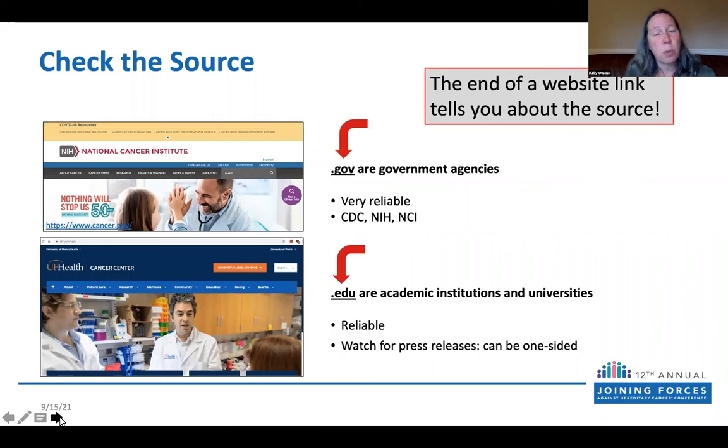One caveat is to watch out for press releases. These are not necessarily bad, but they tend to be a little one-sided. They're touting a particular thing that came out of a university and may not give you as much of an idea of what the controversies in the field are or what the limitations of a study might be.